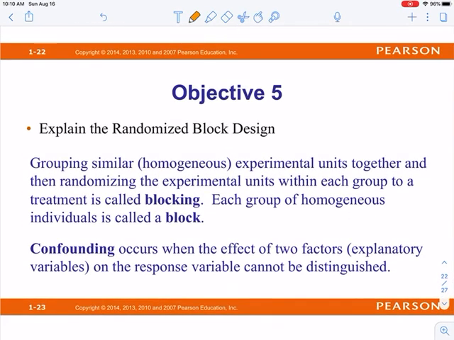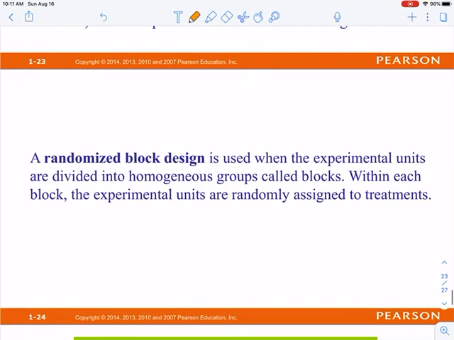Explain the randomized block design. Grouping similar, homogeneous experimental units together and then randomizing the experimental units within each group to treatments is called blocking. Each group of homogeneous individuals is called a block. Confounding occurs when the effects of 2 factors, explanatory variables, on the response variable cannot be distinguished. A randomized block design is used when the experimental units are divided into homogeneous groups called blocks. Within each block, the experimental units are randomly assigned to treatments.